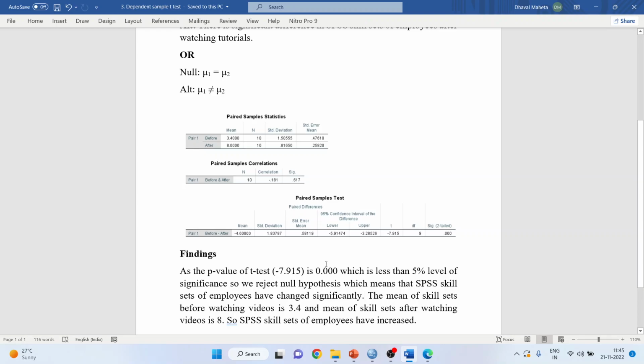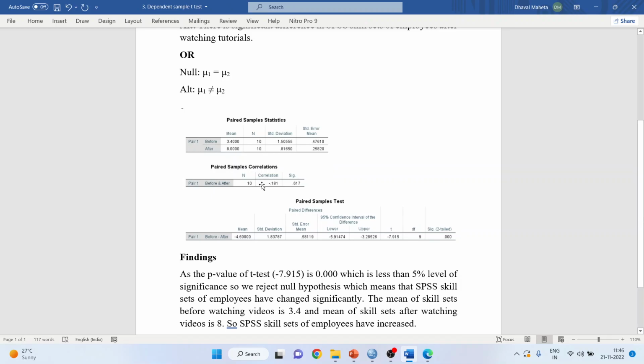Now, has the change been towards the positive side or negative side? Let us see. The mean before watching the video is 3.4. And after watching the video, that is, the tutorial series, the mean is 8. Therefore, as we have rated, the better is rated towards the higher side. The skill sets, if they are increased, are rated towards the higher side. So here it is 8. This means that a significant change has happened, and the change has happened for the betterment.